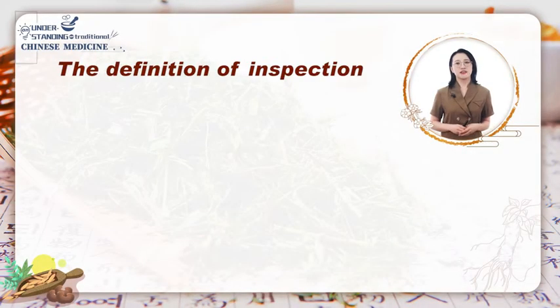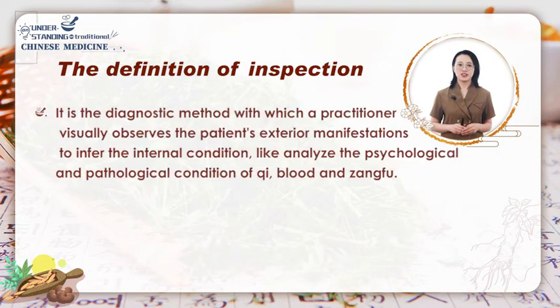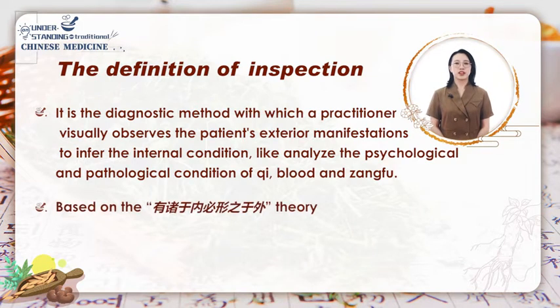The definition of inspection is the diagnostic method with which a practitioner visually observes the patient's exterior manifestation to infer the internal condition, like analyzing the psychologic and physiologic condition of qi, blood, and 脏腑. This is based on the 有诸于内，必行之于外 theory. Similar to the black box theory in cybernetics.